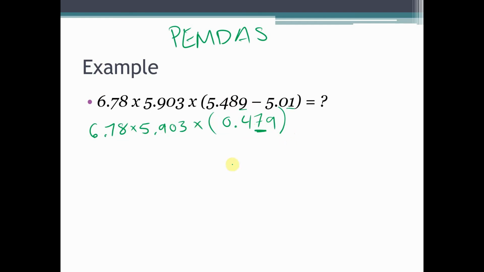So now I'm going to do the rest of the problem, and I'll do 6.78 times 5.903 times this number here, the whole number. I'm going to type in the whole 0.479. And when I put that in my calculator, I'm going to get 19.17070... It keeps going forever. This is the number I get at my end. But now again, I'm really going to round this time because this is really my final answer.